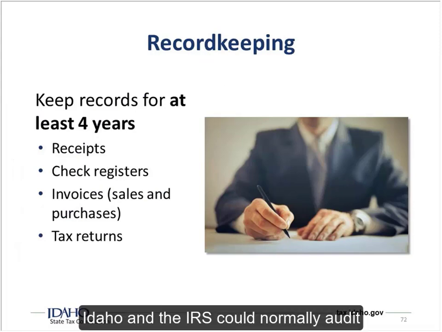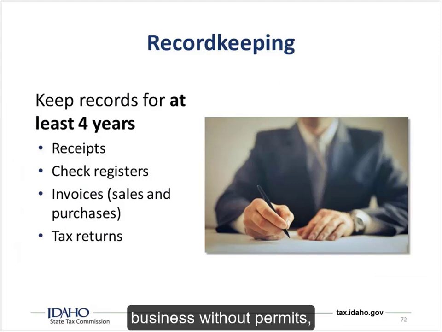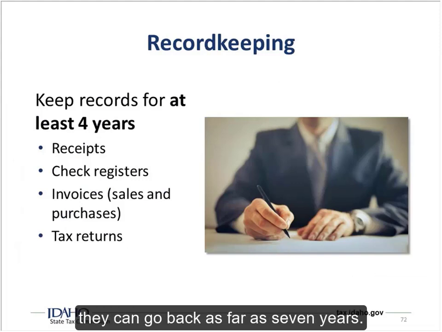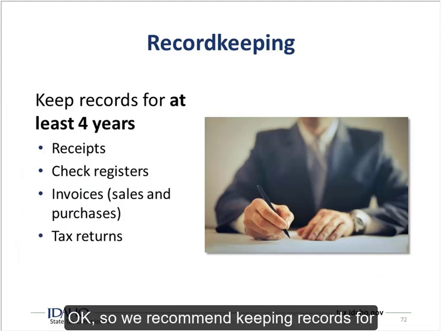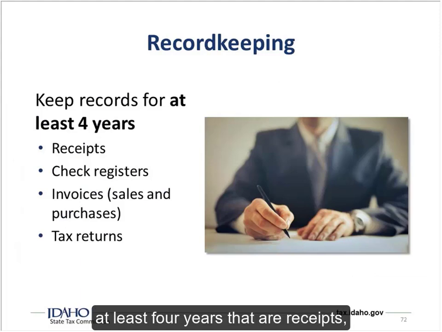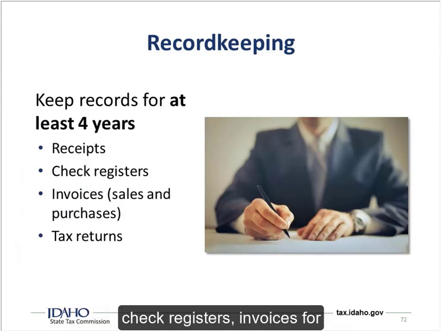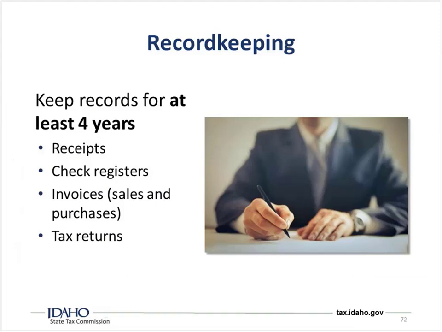The tax agencies, Idaho and the IRS, can normally audit back 3 years from the current year. However, if you've been doing business without permits, they can go back as far as 7 years. So we recommend keeping records for at least 4 years: receipts, check registers, invoices for sales or purchases, and tax returns.